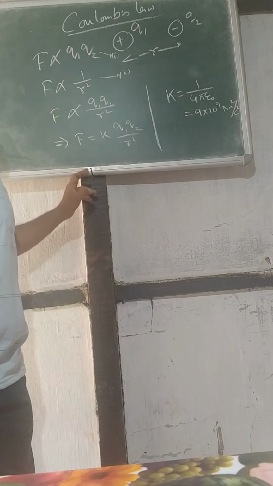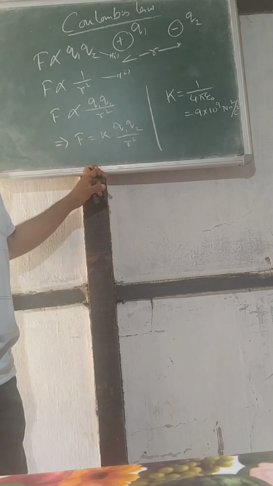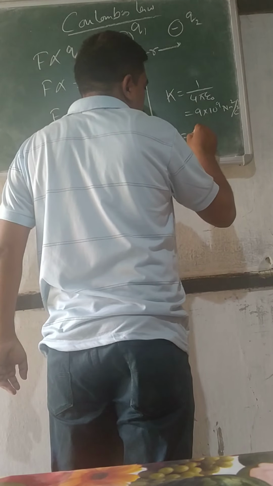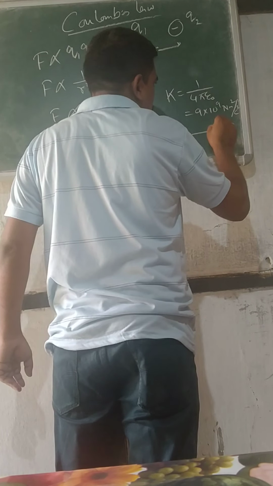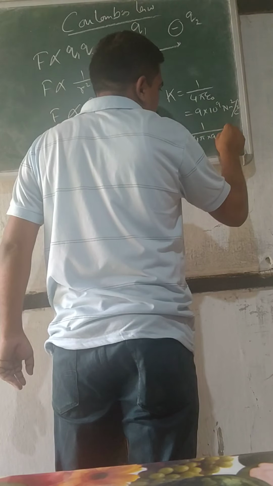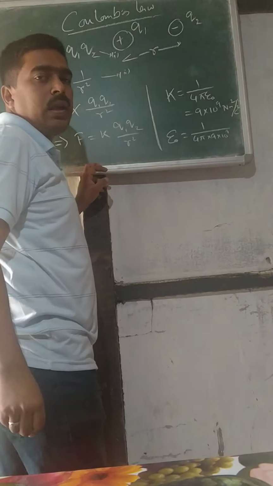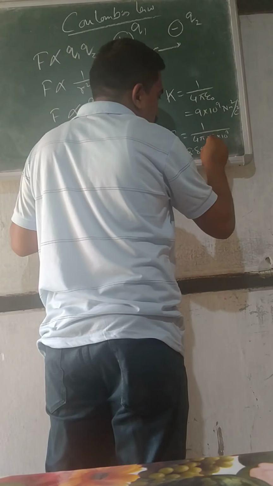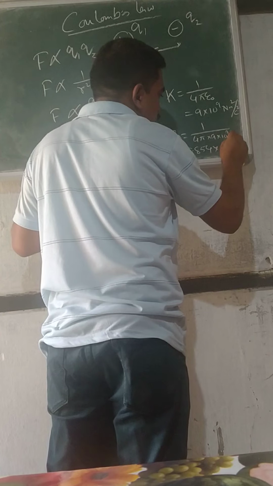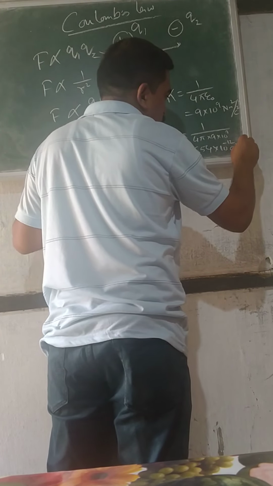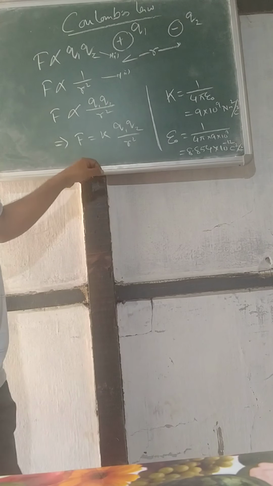Now what is epsilon naught? Epsilon naught is the permittivity in free space or permittivity in vacuum. So epsilon naught value is 1 by 4 pi into 9 into 10 to the power 9, equal to 8.854 into 10 to the power minus 12 Coulomb square per Newton meter square. This is the epsilon value.